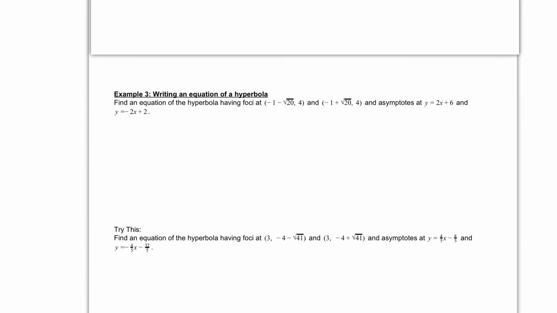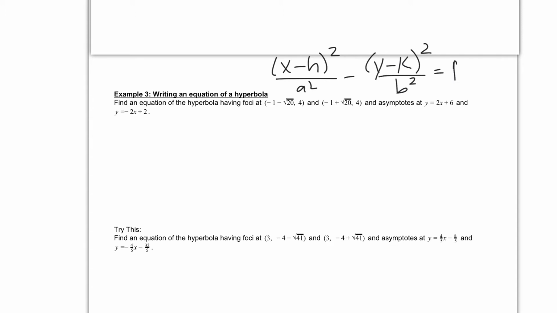So we know that we're using x minus h squared over a squared minus y minus k squared over b squared equal to 1. Then we need to find our h, our k, our a squared, and our b squared.